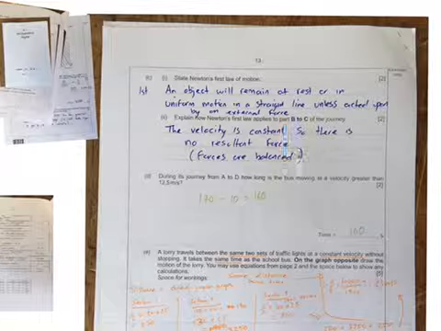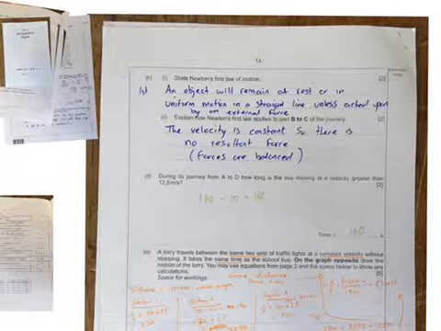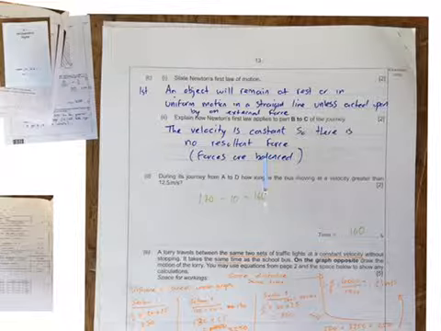Explain how Newton's first law applies to part B to C of the journey. Well, the velocity is constant, so there's no resultant force. The forces are balanced there because it's just going at the same speed.